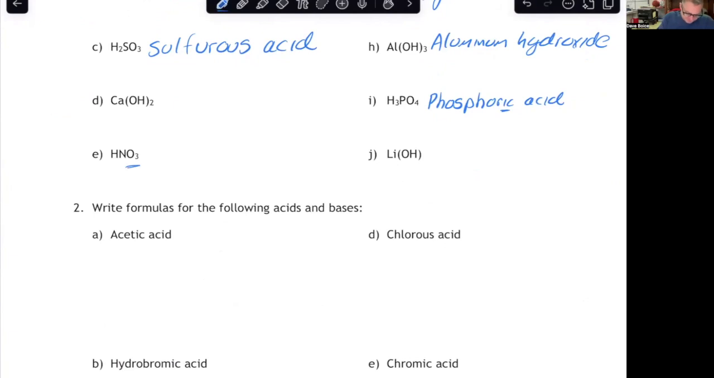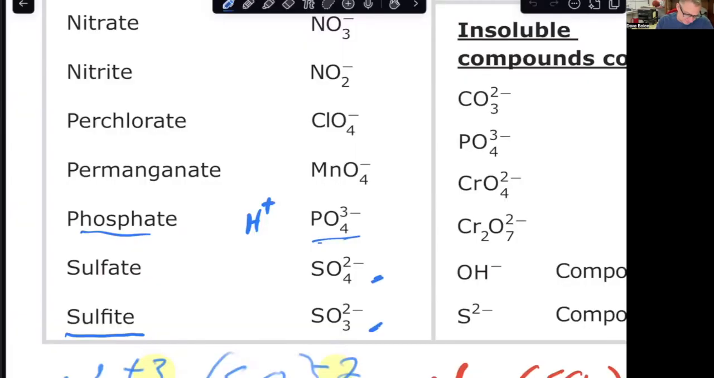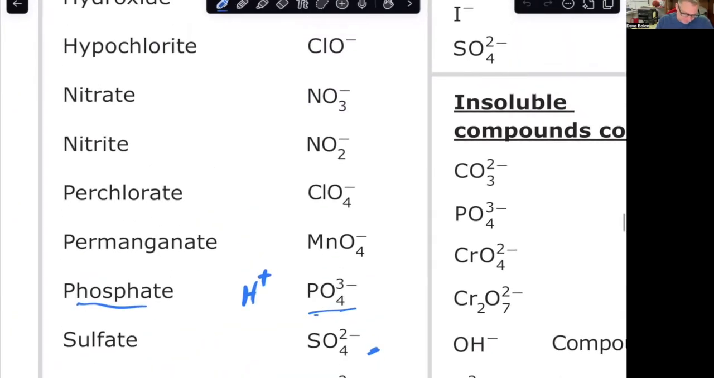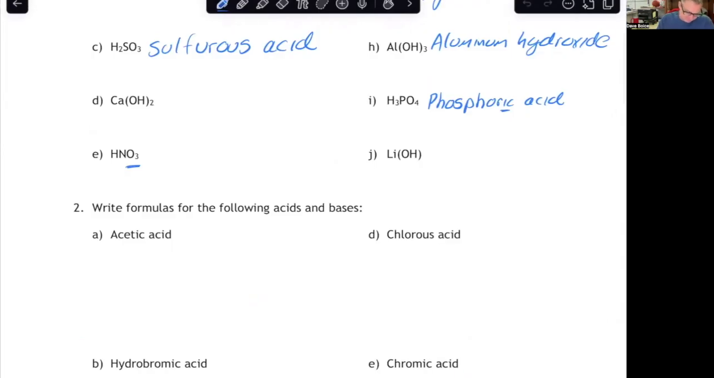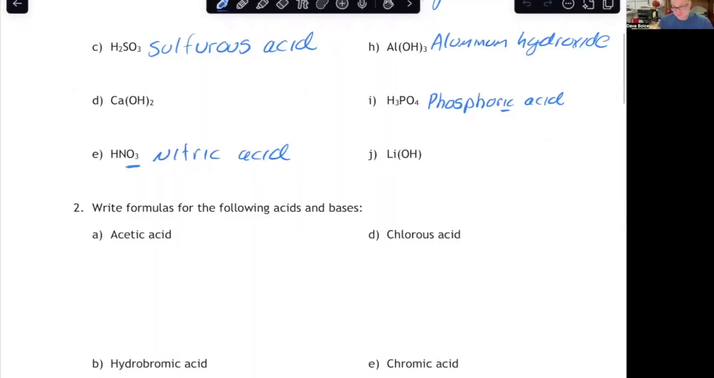Okay, so NO3. If I go back and look at that, what's NO3? This isn't binary. So NO2, okay, that's nitrite, but I don't want NO2, I want NO3, which is nitrate. And ate turns into ic. So NO3 turns into nitric. Now let's just say, for the sake of discussion, what if it was NO2? What if it was nitrite? Well, then it would turn into ous and this would be nitrous acid. But it's not, it's nitric.